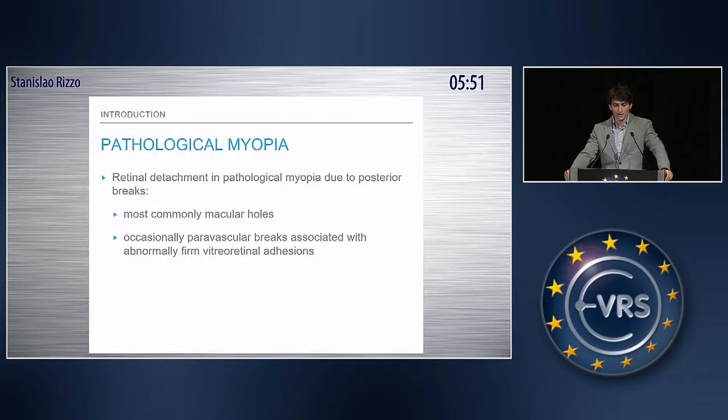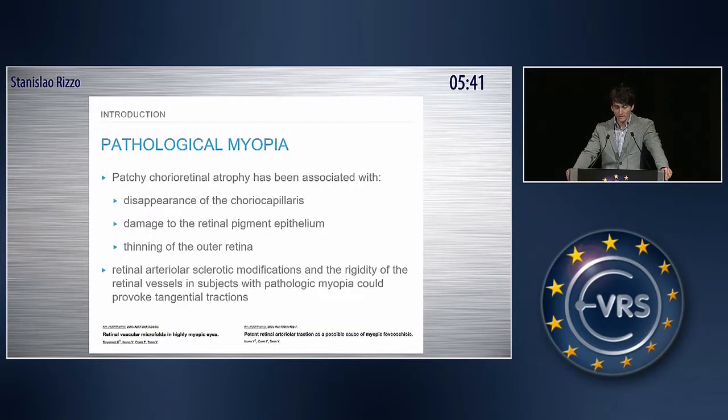In high pathological myopia, retinal detachment of the posterior pole is most commonly due to a macular hole and occasionally to a paravascular break. Probably in pathological myopia, the atrophy of the chorioretinal tissue may be the cause of the formation of the posterior breaks. And the localization near the vessel can be explained by tangential traction induced by the vessel too.